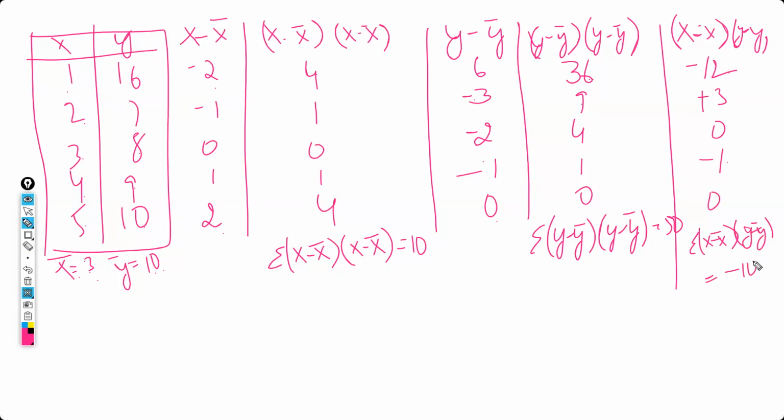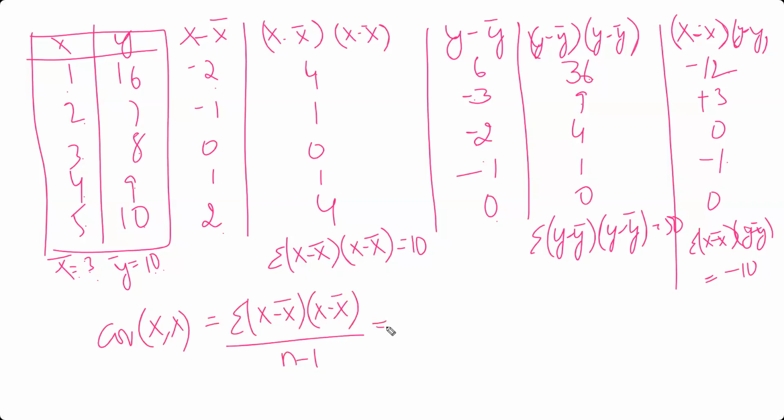Right? Now, first, I'm going to take the covariance of x comma x. What is meant by covariance of x comma x? It means x minus x bar into again x minus x bar. Sigma of x minus x bar into x minus x bar divided by n minus 1, which is nothing but 10 divided by, how many values are there in total? n is equal to 5. Divide by what value do I have to use? 5 minus 1, which is 4. What is the value? 2.5.